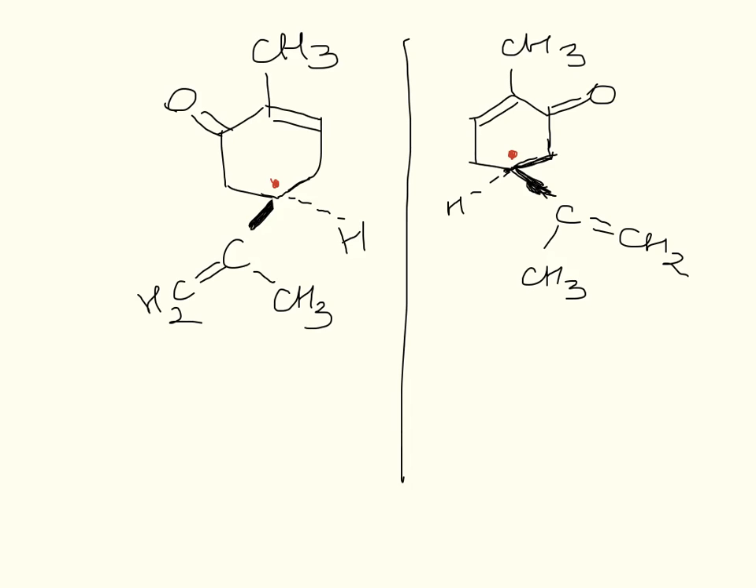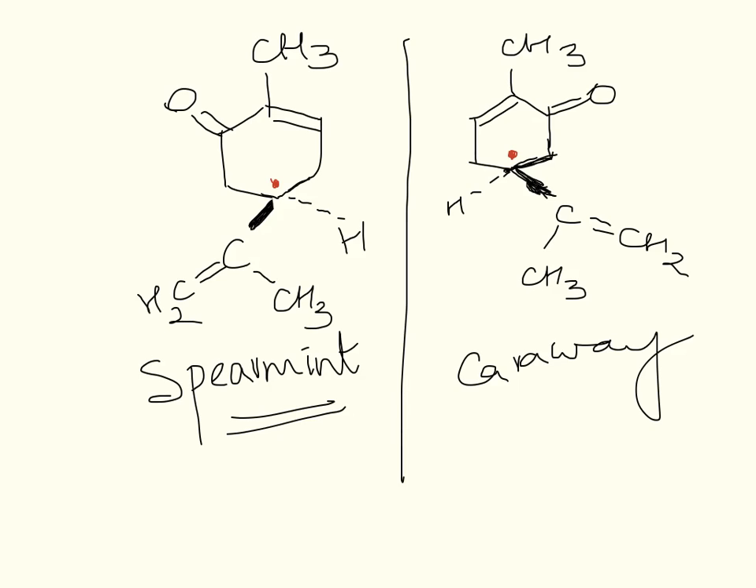This is the one that is extracted from spearmint. It has one specific odor, and this is the one that is extracted from caraway plant, caraway seed, and this has a kind of odor that we usually find in rye bread. Okay, so again, mirror images of the same compound, enantiomers, two different compounds, they have two different properties.